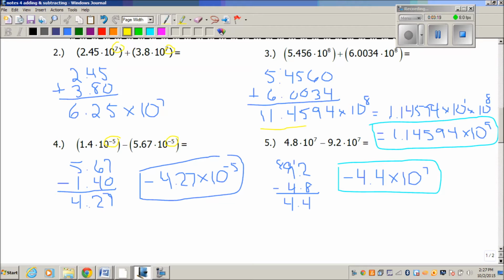Now in number 5, again, you're subtracting two numbers. They have the same exponent of 10, which is good, except we're subtracting a bigger number from a smaller number. So once we subtract it, we know the answer is going to be negative. So it's negative 4.4 times 10 to the 7th. The exponent's not negative. It's the coefficient that's negative, because we're trying to take a bigger number away from a smaller one.